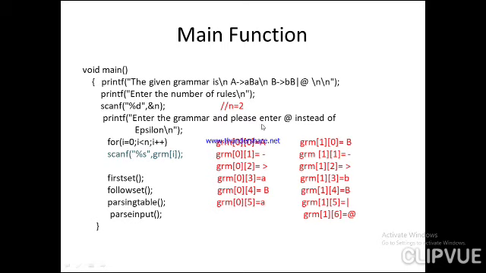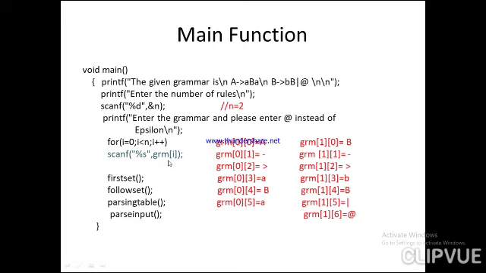Now enter the grammar, and please enter et instead of epsilon. As I told you, here et will represent the epsilon. Then for i equal to 0 to n. What is my n value? It is 2. So what is the i value? 0. So this for loop will work for 0 and 1. See here, it works for 0 and it works for 1.